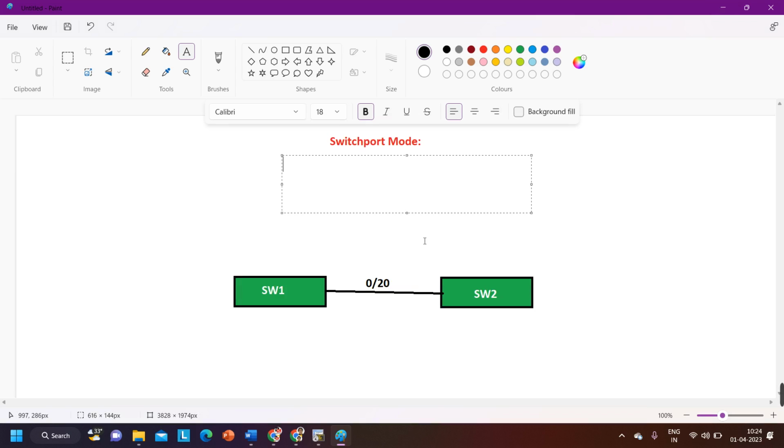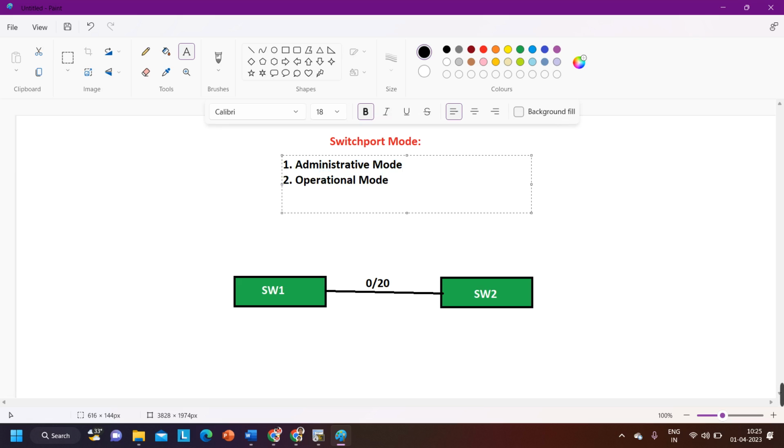Guys, first of all, how many types of switch port mode are there? There are two types of switch port mode. Number one is administrative mode. Second one is operational mode. Guys, what do you mean by administrative mode?